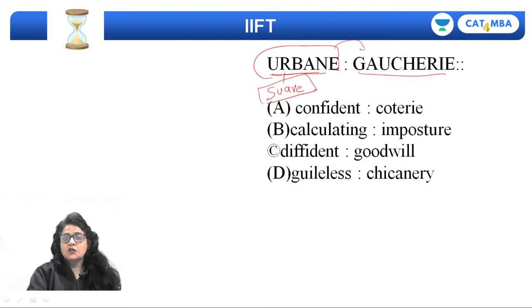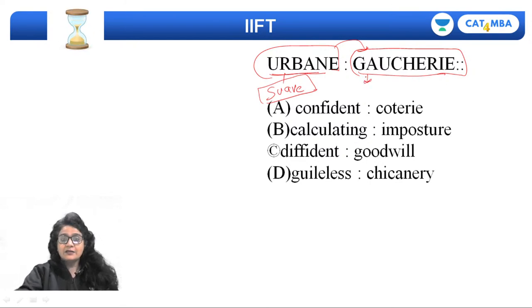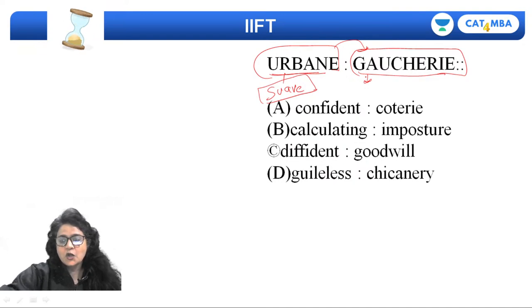Just opposite is gaucherie. He does not know what to say, does not know how to make his appearance acceptable. He does not have appropriate understanding of social circumstances. A person who is awkward, inept, that is gaucherie, dehati basically, right? Somebody who is not refined, very crude in his manners. Okay, so that is gaucherie.